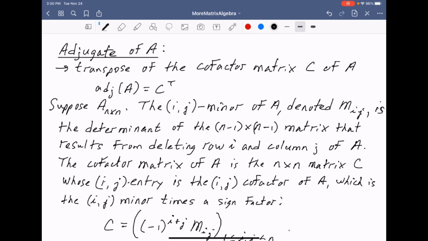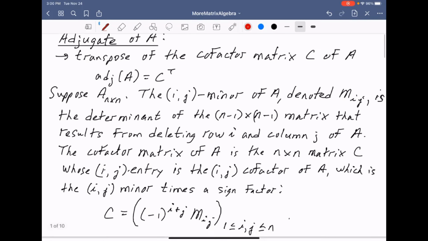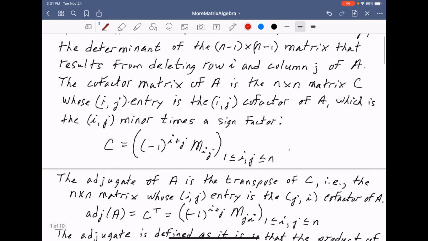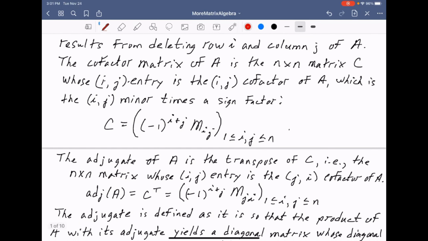The ijth minor of A, denoted m subscript ij, is the determinant of the n-1 by n-1 matrix that results from deleting row i and column j of A. The cofactor matrix of A is then the n by n matrix C, whose ij entry is the ij cofactor of A, which is the ij minor times the sign factor. So we write it as follows, where C is given by this expression here.